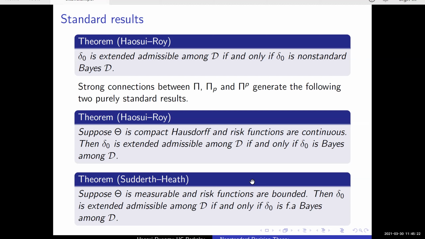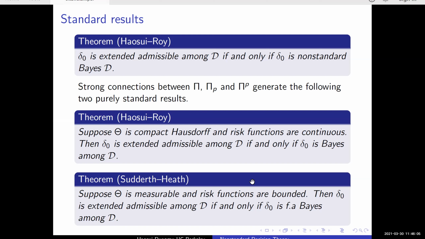The first result says that if the parameter space is compact Hausdorff and the risk functions are continuous, then extended admissible if and only if it is Bayes. This result was sort of known by Abraham Wald back in the 1950s, but instead of this extremely simple presentation, Wald's proof relies on another 12 technical conditions. For example, he requires the model to be dominated and so on. And we managed to get rid of all of them by using non-standard analysis.